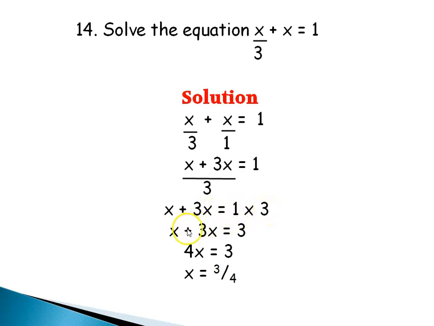Is that taken? So x plus 3x is equal to 3. x plus 3x is 4x is equal to 3. And then I'll divide both sides by 4. So that will give me 4x divided by 4, x. 3 divided by 4, 3 over 4. And this is the solution to this equation.